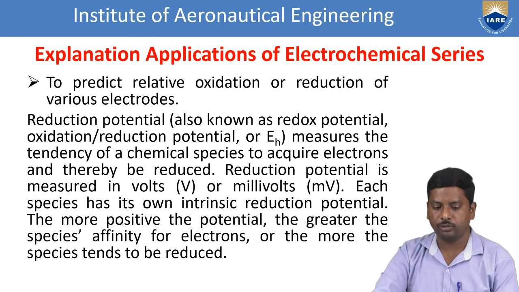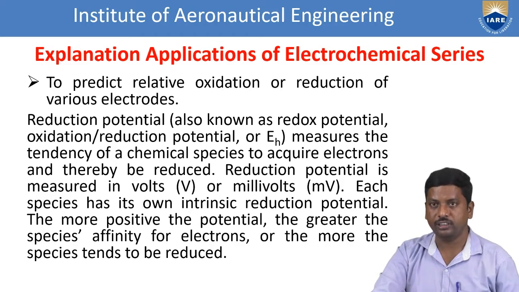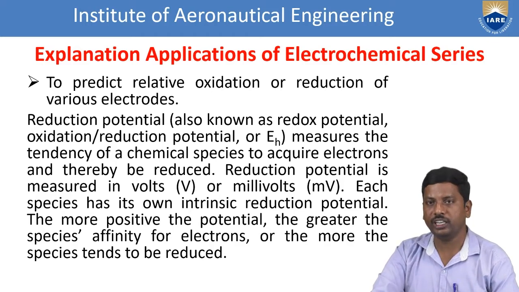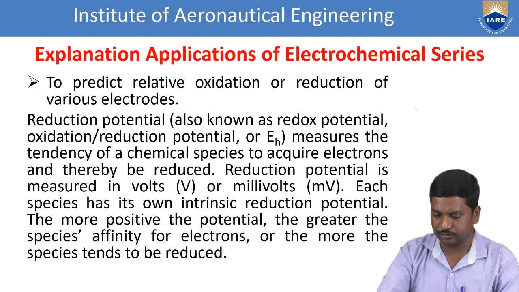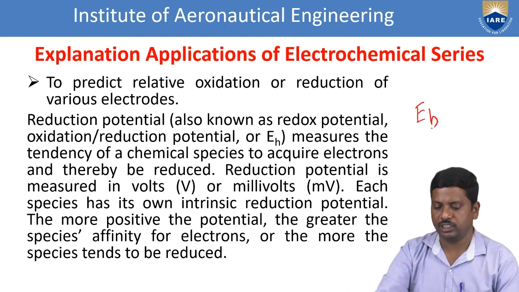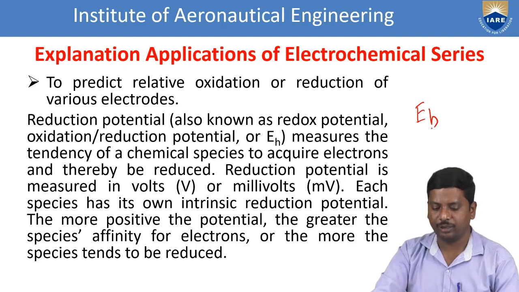The first one is to predict the relative oxidation or reduction of various electrodes. Generally the electrodes are classified into two types, anode and cathode. Reduction potential is also known as redox potential, oxidation or reduction potential, and is represented by EH. EH measures the tendency of a chemical species to acquire electrons and thereby be reduced. Reduction potential is measured in volts or millivolts.